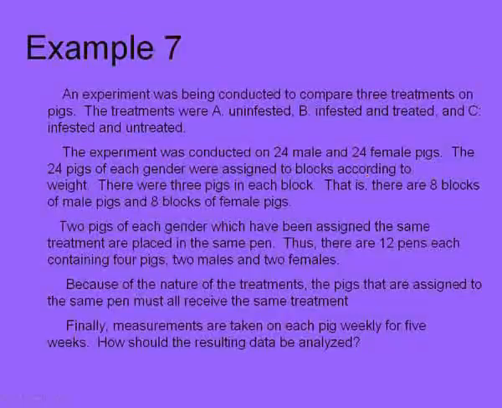2 pigs of each gender which have been assigned the same treatment are placed in the same pen. So there are 12 pens, each containing 4 pigs, 2 males and 2 females. And because of the nature of the treatments, the pigs that are assigned to the same pen must all receive the same treatment. So the pigs in an uninfested pen have to be uninfested. You can't infest some and leave some uninfested, because it'll transmit to the uninfested ones. So they have to be penned separately. And then measurements are taken on each pig weekly for 5 weeks. And the question is, how should that data be analyzed?